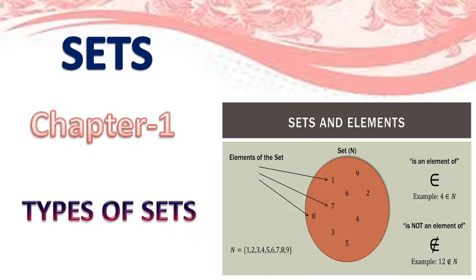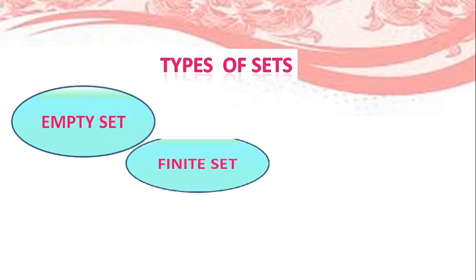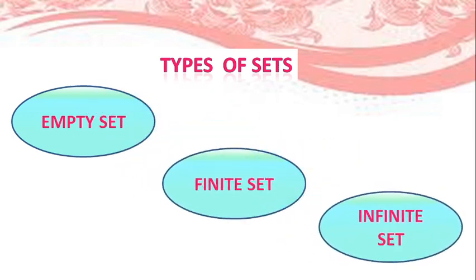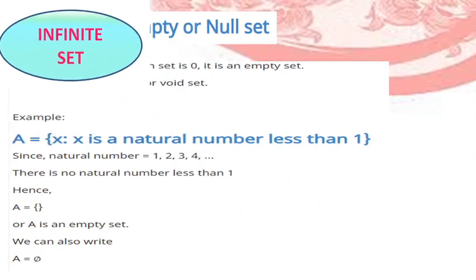Now, let's discuss a few different types of sets. The first one is empty set and we call it null set as well. Then we have finite set and another one is infinite set. Now let's discuss all these three sets one by one.